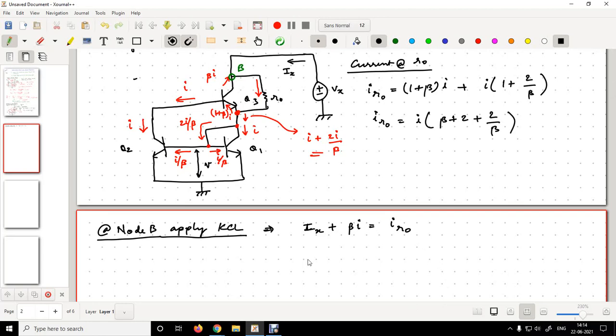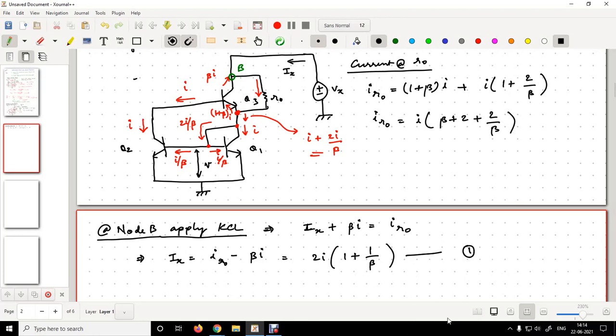From this you can write Ix is equal to IR naught minus beta times I, which is 2I times 1 plus 1 by beta. Beta I will get cancelled, remaining things I have written. So Ix is this, and I will call this equation 1.